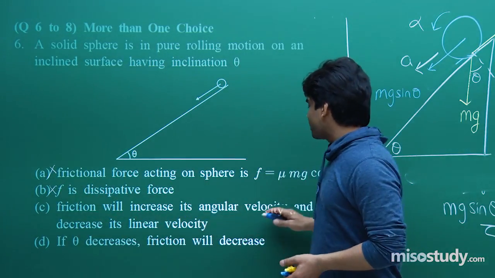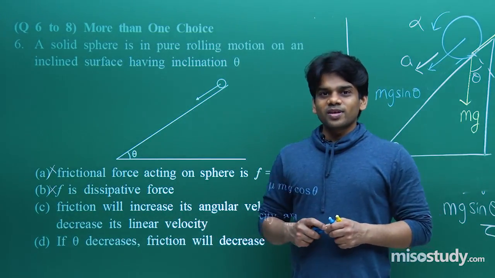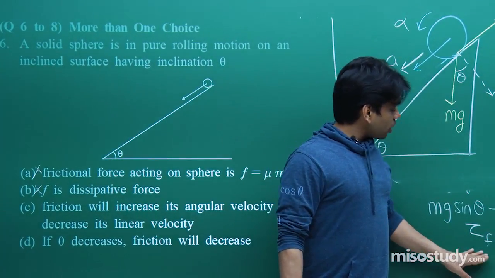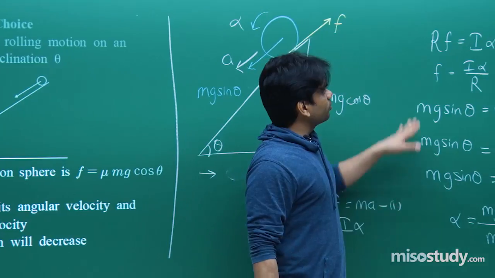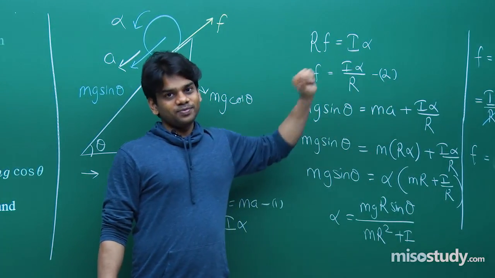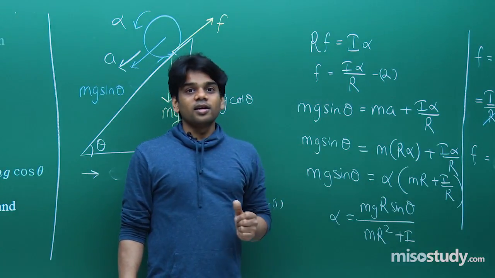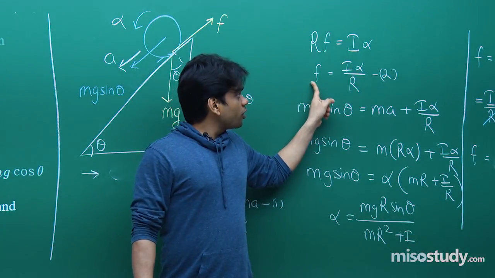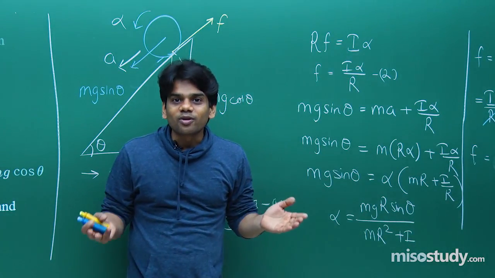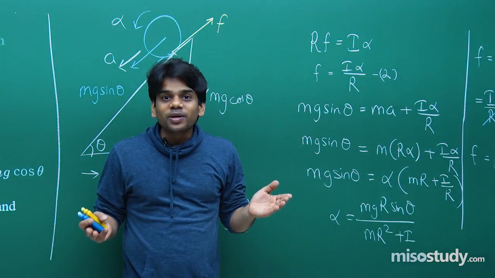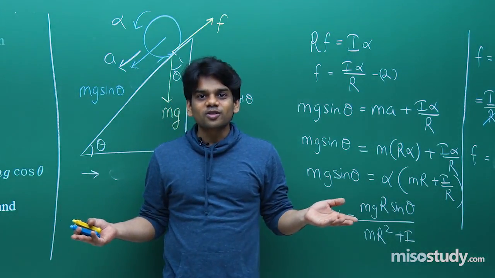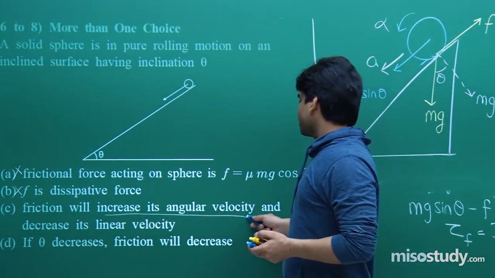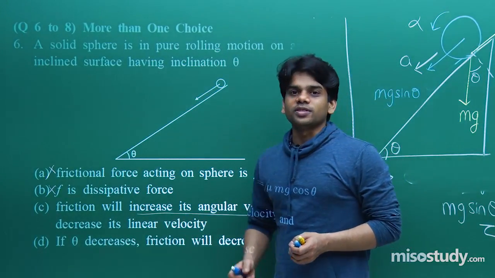C, friction will increase its angular velocity and decrease its linear velocity. Now try to understand, friction force is going to increase its angular velocity. Torque of the friction force equals I into alpha. We have written this, friction force equals I into alpha by r. Due to frictional force, angular acceleration is there. I and r will be constant. Due to frictional force, angular acceleration will be there. When there will be angular acceleration, quite obviously, angular velocity is going to increase. That is the role of friction. It's going to increase the angular velocity. So friction force will increase its angular velocity. Yes, this is correct.